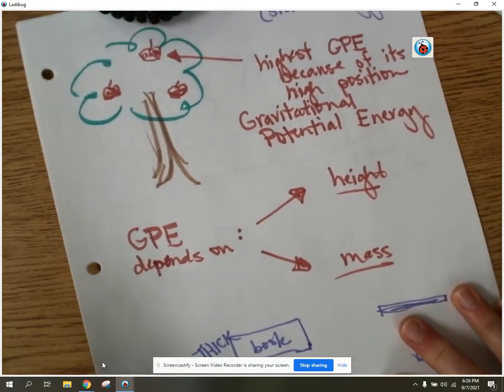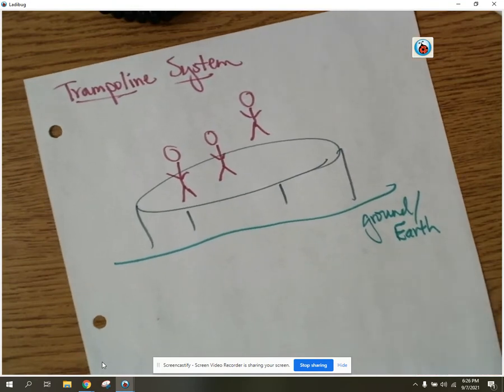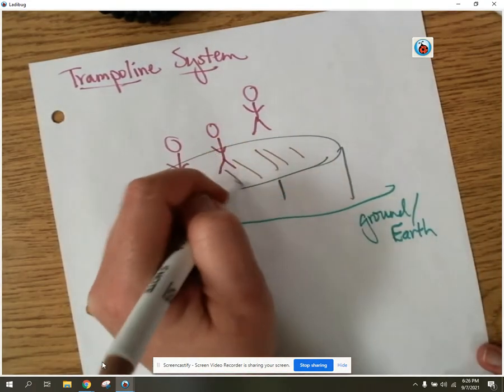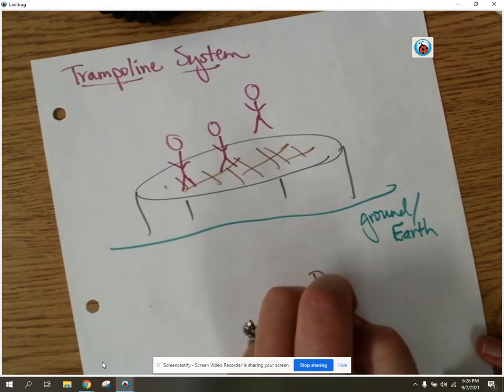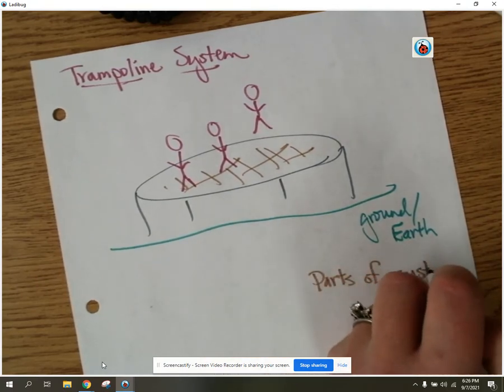All right, so besides gravitational potential energy, we've talked a lot about systems, and I know we had been before you left, but I just wanted to give you an example of the type of thing that you're going to see on your first assessment. So here we have a trampoline system, and so what are the different parts? So what if we were just to list the parts of the system?